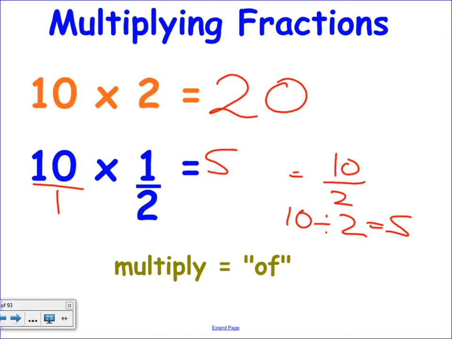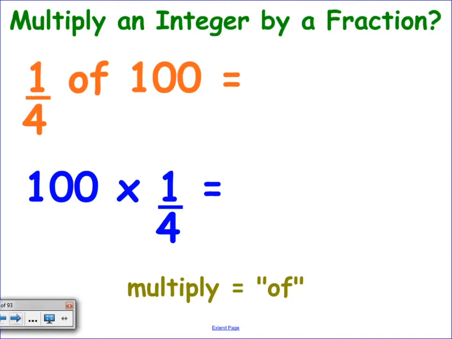And this whole thing of a half of 10, we'll get plenty of practice at it. But the important thing when we're dealing with fractions is this rule still applies when this is a fraction. So let's have a look at doing some of these. If I say a quarter of 100, if we rewrote that in maths, we'd say 100 times 1 over 4. Yeah? That's what it means in maths terms.